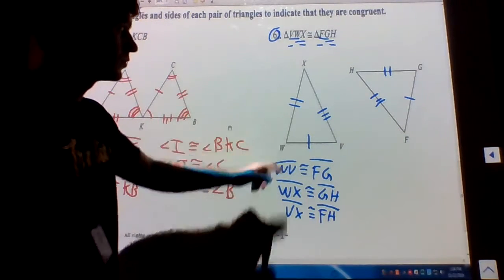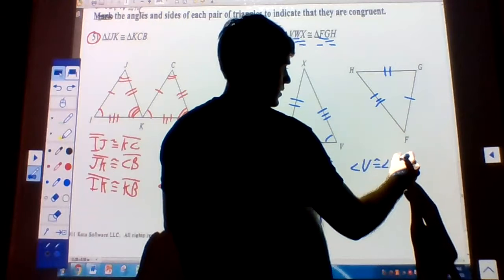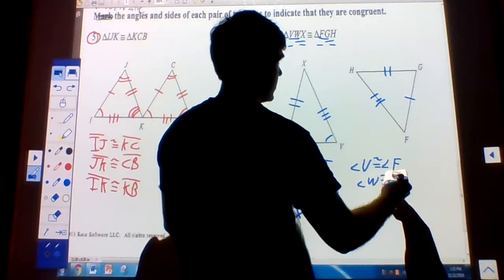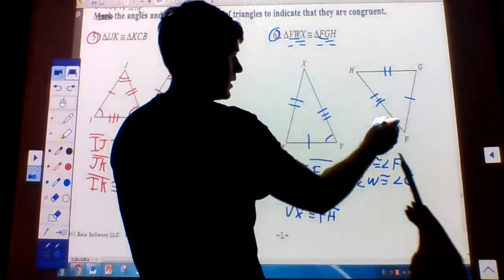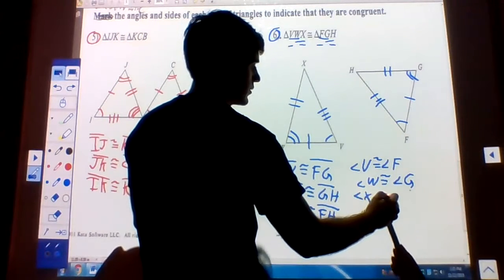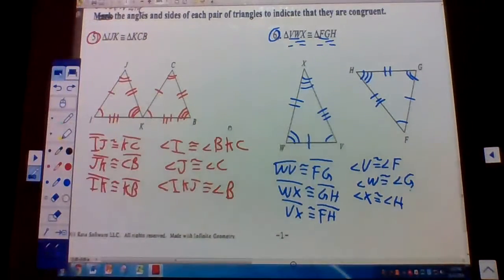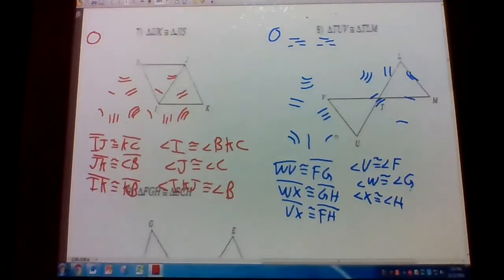Okay, and then our angles. We know angle V is going to correspond with angle F, and angle W is going to correspond with angle G. So angle V and angle F, angle W and angle G, and then angle X is congruent to angle H. Okay, and that would be number 6. Let's go to the other side, 7 and 8.